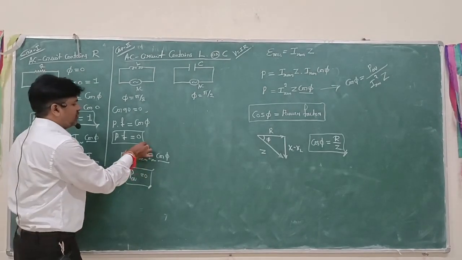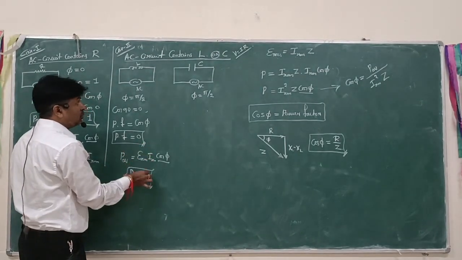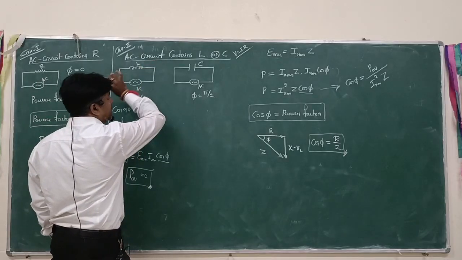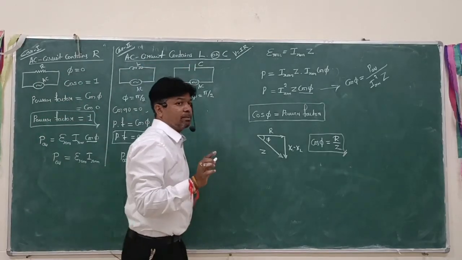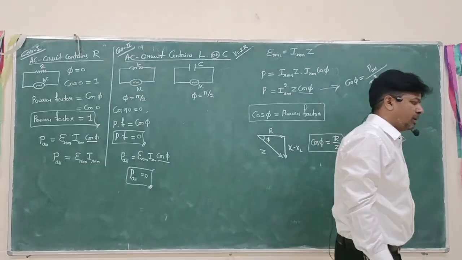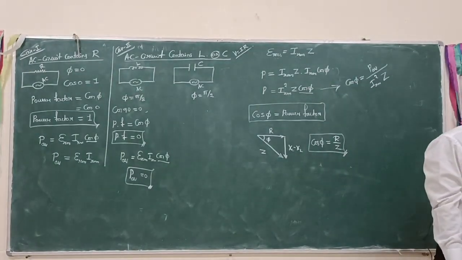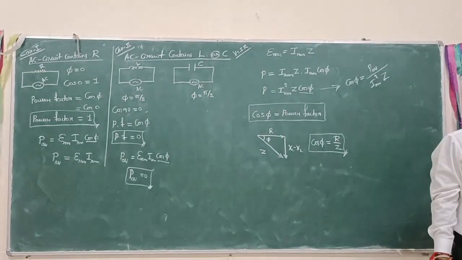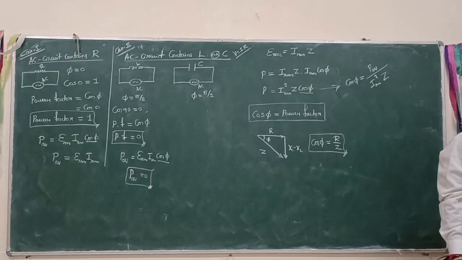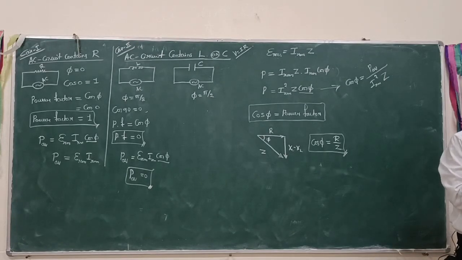So the power factor and average power are 0 in case of what? A pure inductor circuit and a pure capacitor circuit. In pure inductor and pure capacitor circuits, what is the average power? It is 0.